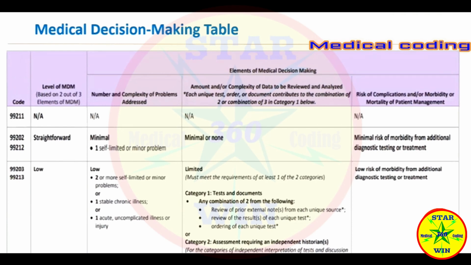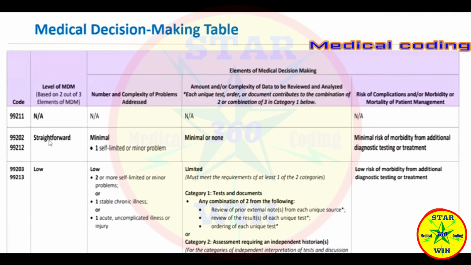Next one is amount and or complexity of data to be reviewed and analyzed. So this is nothing but table B. And coming to the third one, risk of complications and or morbidity or mortality of patient management, which is nothing but risk table or table C. Okay, if we observe, there are no special conditions for table A or table C. But coming to table B, here we need to pay some attention to identify the category of table B. Okay, what are those? We'll have a look.